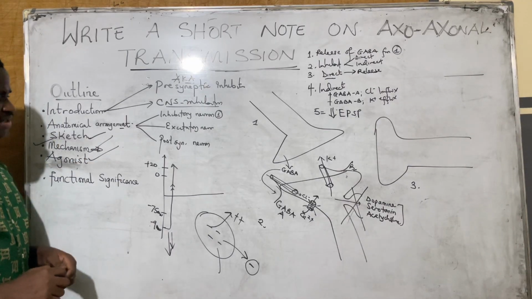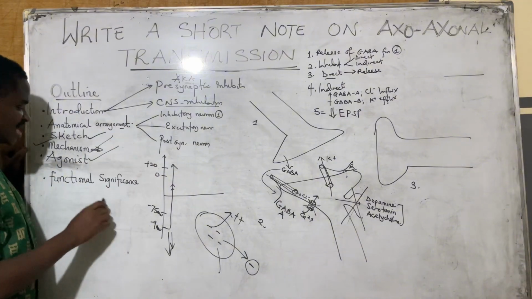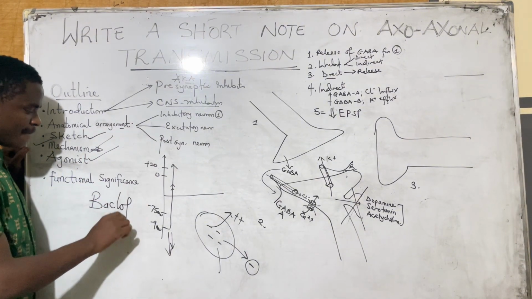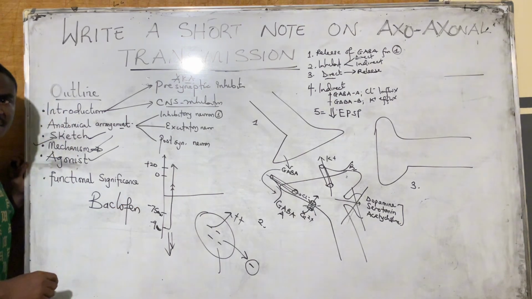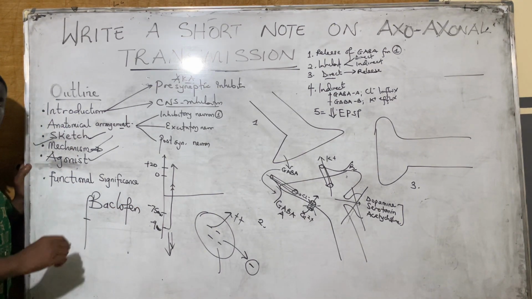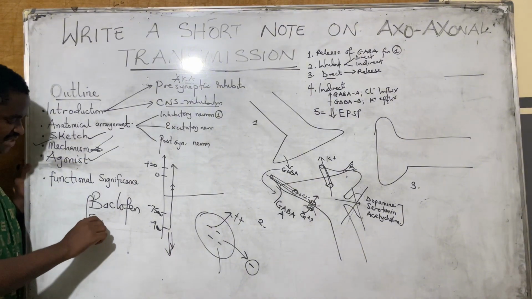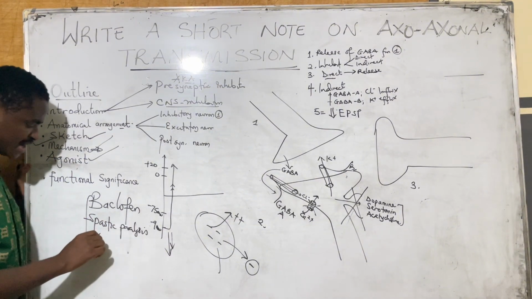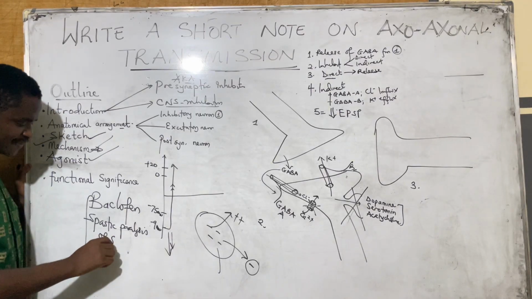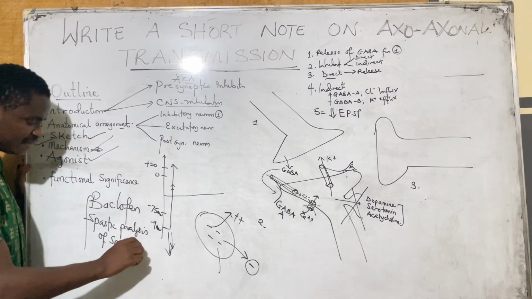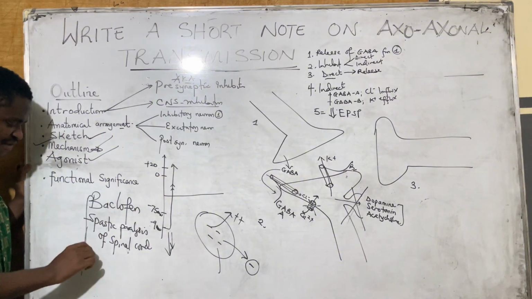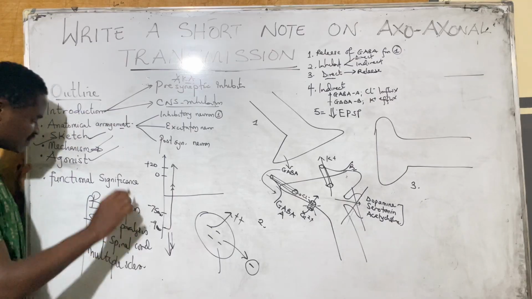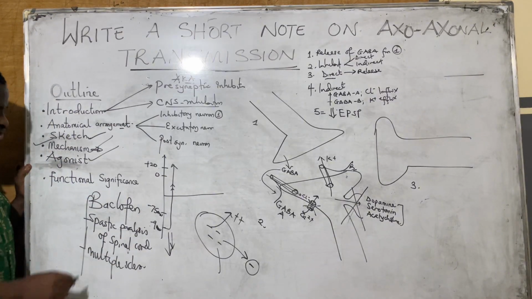How about the agonist? The major agonist here for axo-axonal transmission is baclofen. Baclofen is the major agonist. And baclofen has been used for the treatment of spastic paralysis of the spinal cord. Okay, it has also found application in the treatment of conditions like multiple sclerosis.